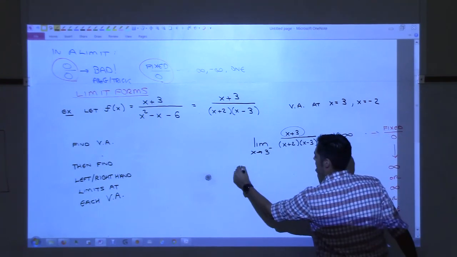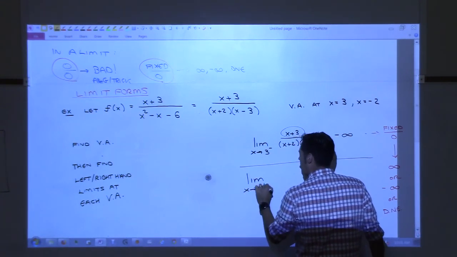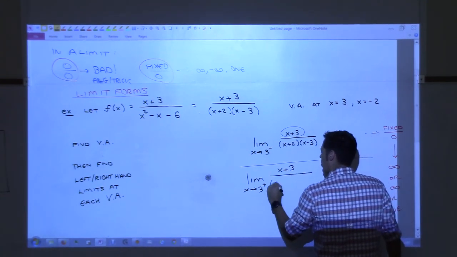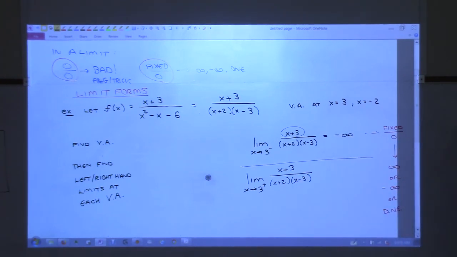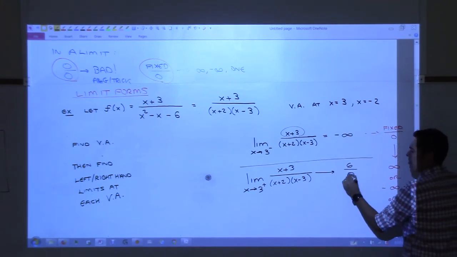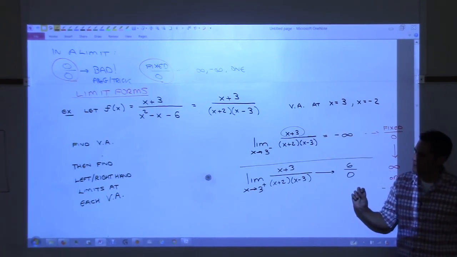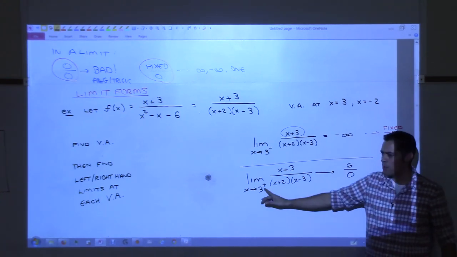Now, let's do the next one. Let's do the right-hand limit. Limit as x approaches 3 from the right this time of x plus 3 over x plus 2 times x minus 3. Same story. Let x go to 3. What happens when x goes to 3? You get 6 on top, and on the bottom you get 0 again. See, it looks exactly the same as this one, doesn't it? But it's not. There's something subtly different happening on this one. And it all comes down to the side we're approaching from.